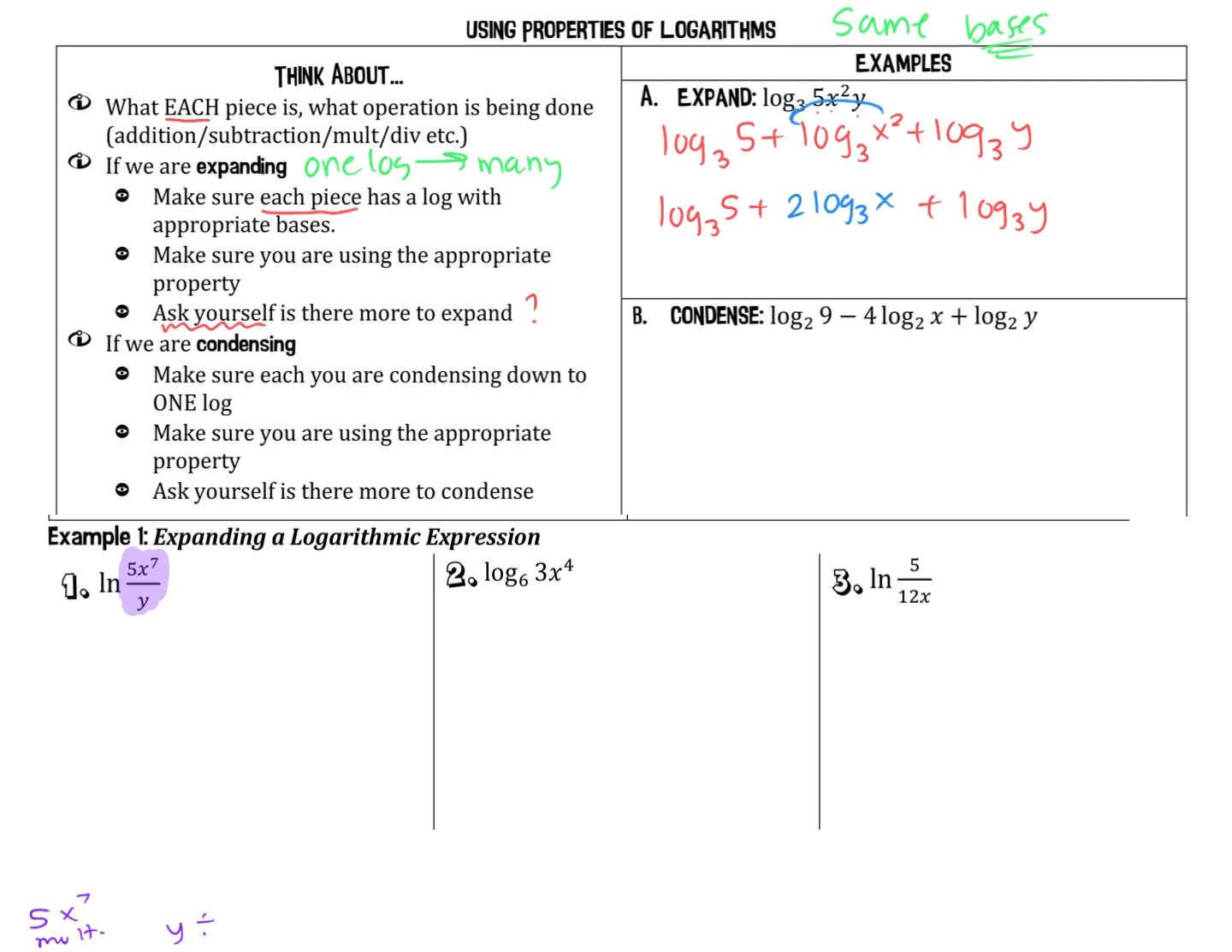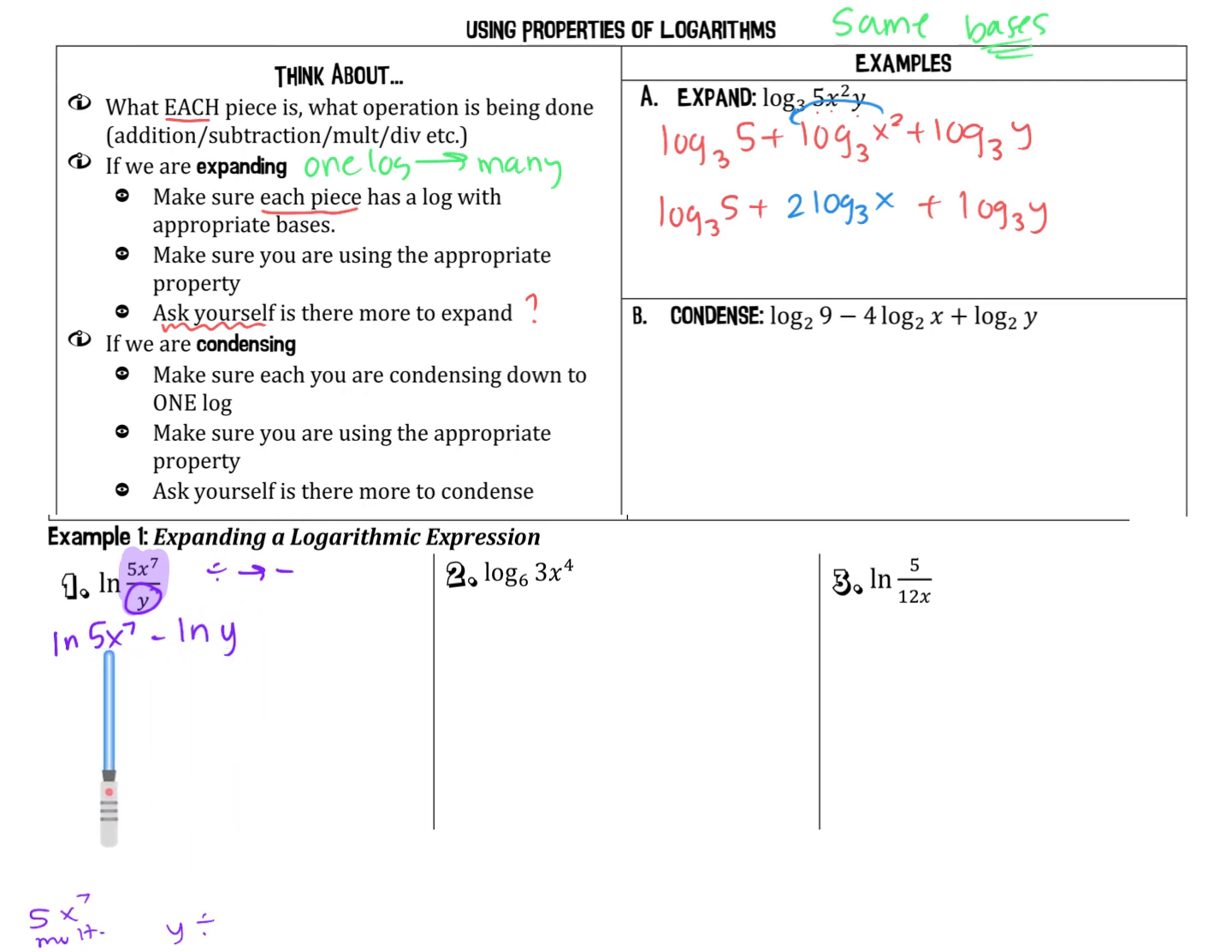Let's deal with the division first. Natural log of 5x to the 7th. If I'm going to get rid of this division, it's going to go to subtraction. So minus natural log of y. So now I've gotten rid of the denominator. Notice I went from 1 natural log to 2 natural logs. This one over here can't be simplified anymore.